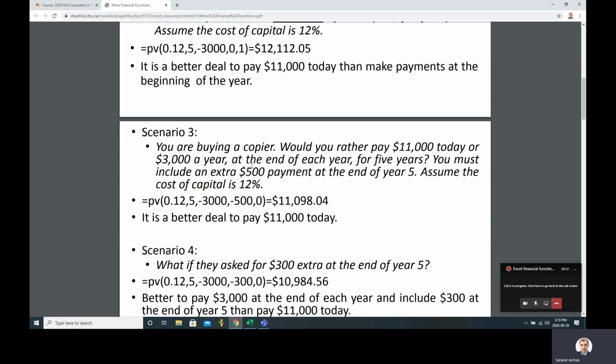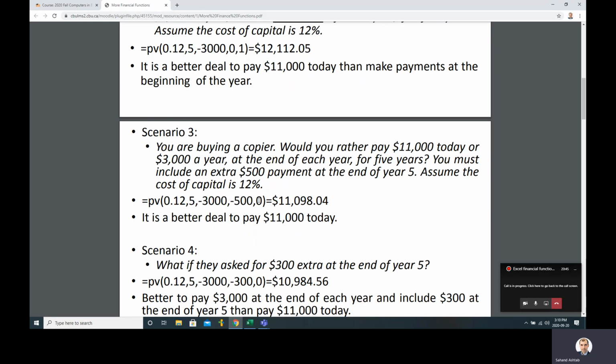Okay, so here's the syntax or the arguments for this function. We have equal PV, 12% annually, because we are making annual payments. We are making 5 payments, so that's 5. Every payment is 3,000. As it's a payment, it goes in with minus. Now, in addition to these payments, we also need to make a payment of $500 at the end of year 5. So as it's a payment, it again goes in with minus.